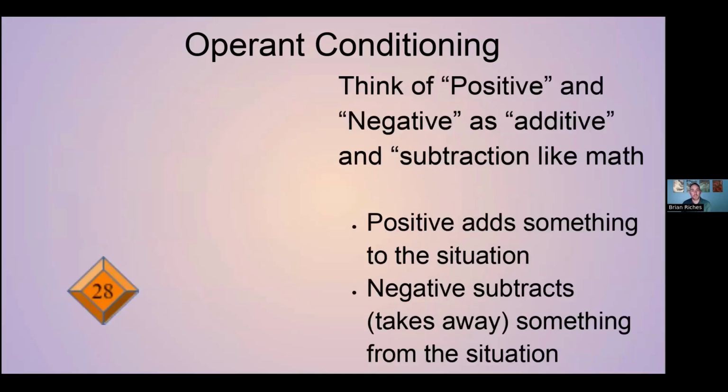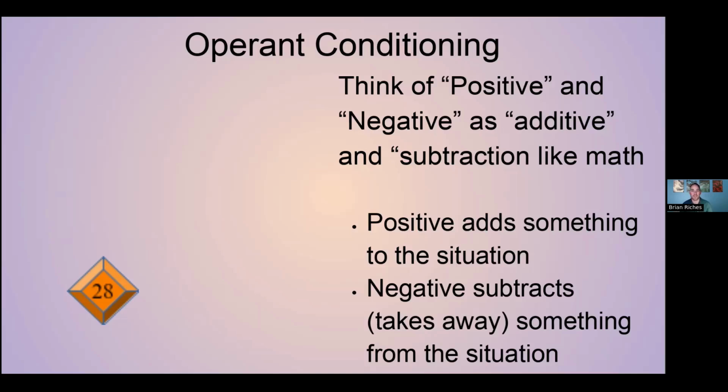So as we talk about operant conditioning here, think of positive and negative like addition and subtraction in math. When I say positive, think just like a plus sign, and negative, think of a minus sign, because that's what it is. Positive is adding something to a situation. Negative subtracts it or takes it away from the situation. So this is an important point to make clear before the next slide, where we're talking about positive reinforcement and positive punishment. Positive in this case is not a value judgment.